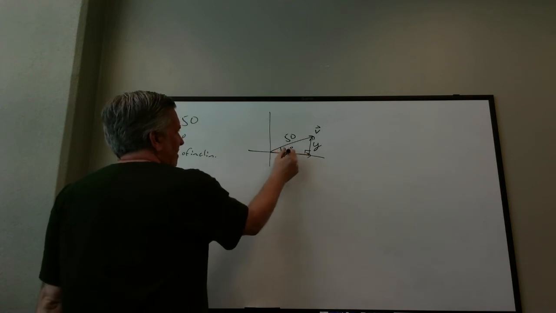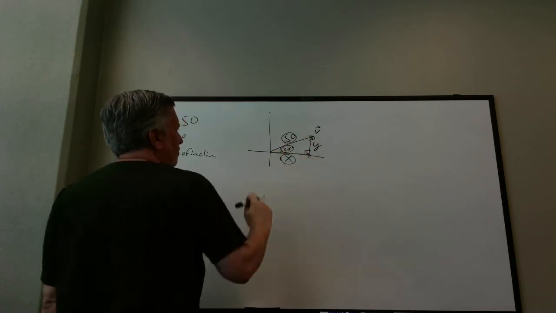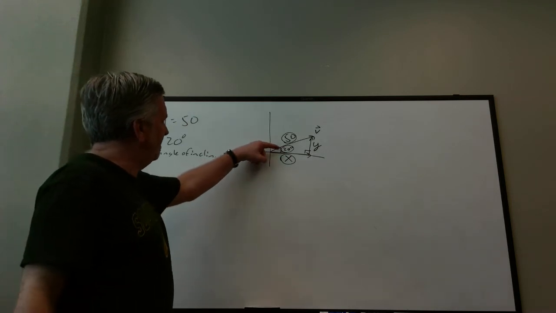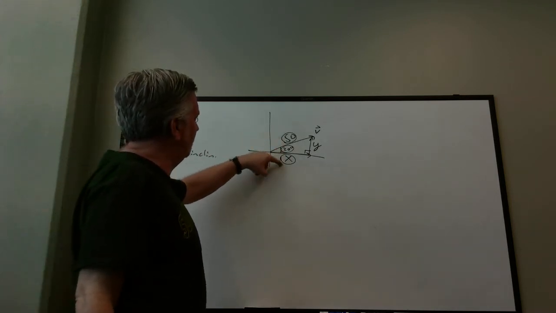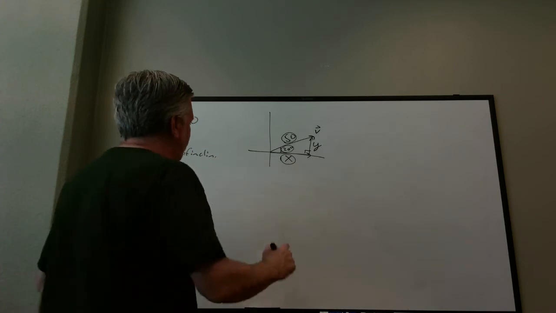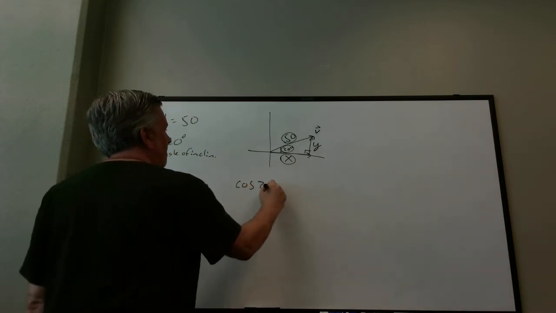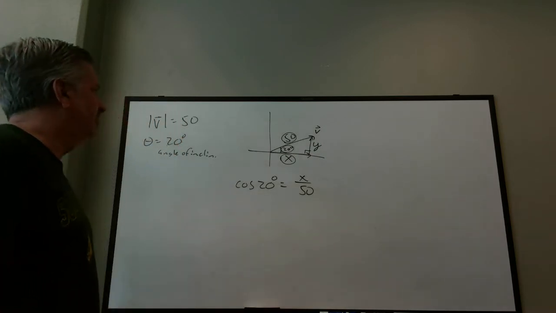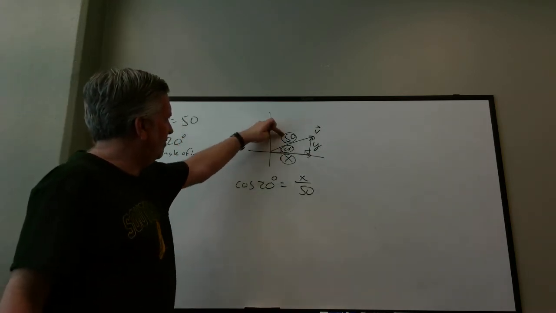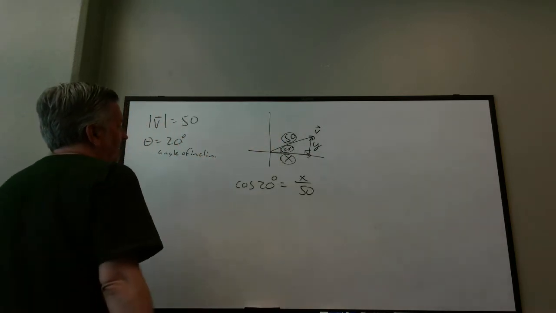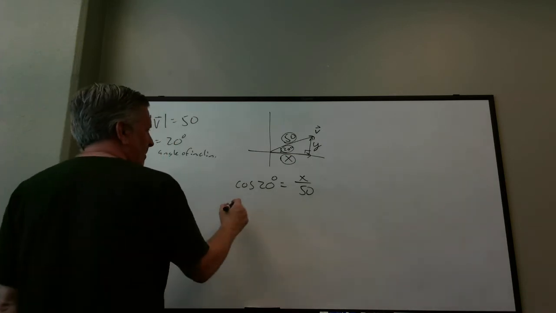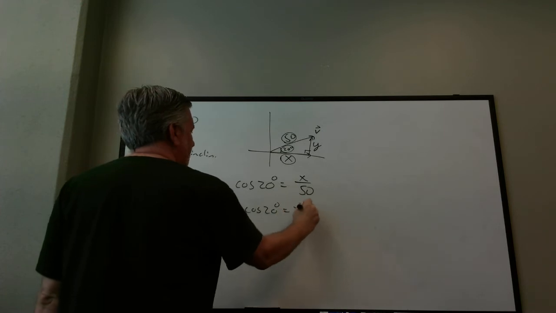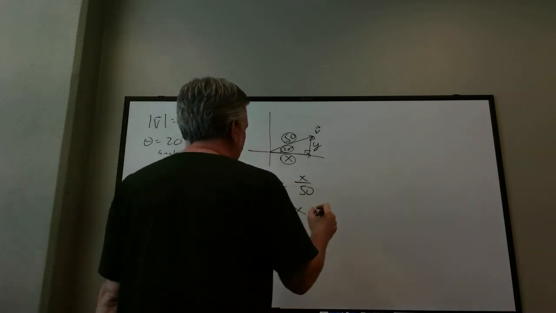Let's find x. I'm going to choose the acute angle and those two sides. I know two of them, so I can find the third. What trig function relates the 20 degrees to these two sides? That's adjacent over hypotenuse, so that's cosine. Cosine of 20 degrees is x over 50. Cosine is adjacent over hypotenuse, or x over r. So if I multiply both sides by 50, I get 50 cosine 20 degrees is x.